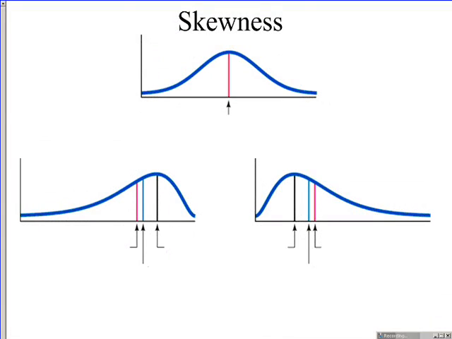So when we talk about skewness, looking at this first graph here, this first graph is an example of a symmetric distribution. If we look more closely at statistics from this data set, if it were perfectly symmetric, that would tell us that the mean, the median, and the mode are all equal.